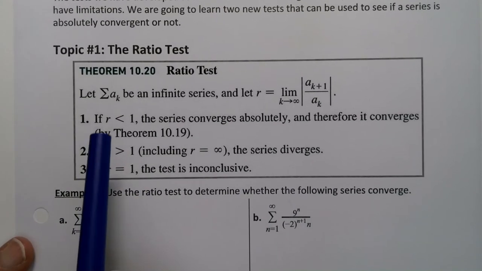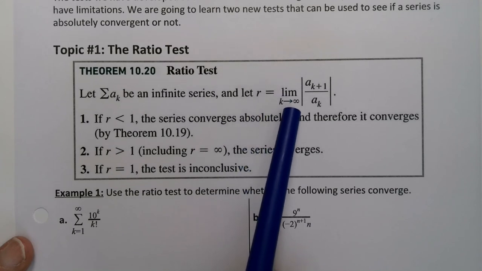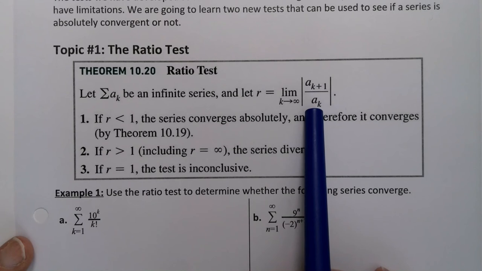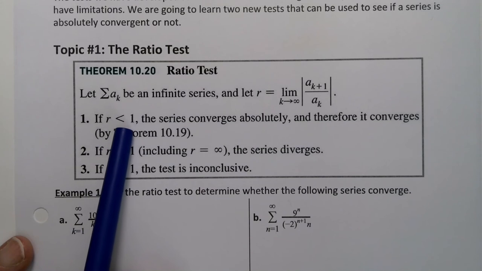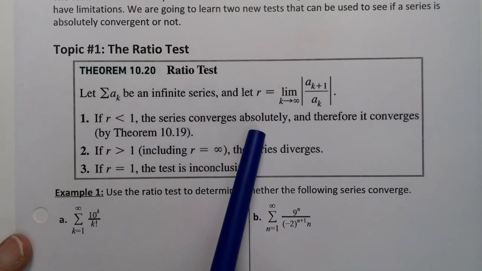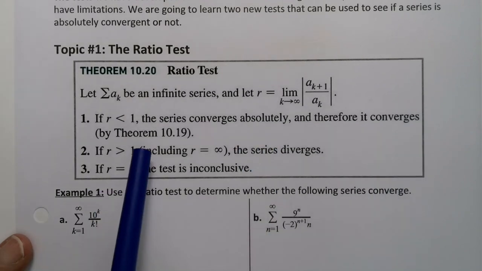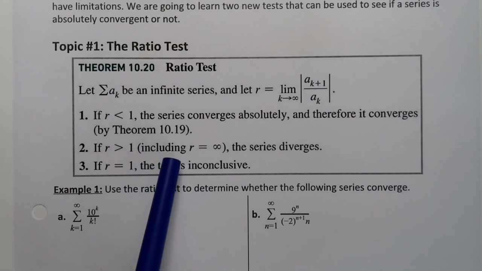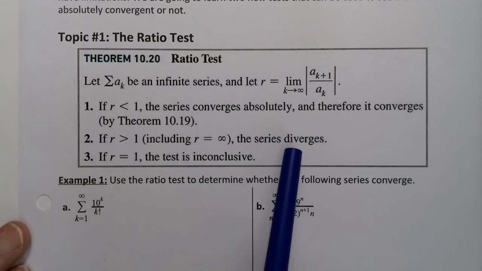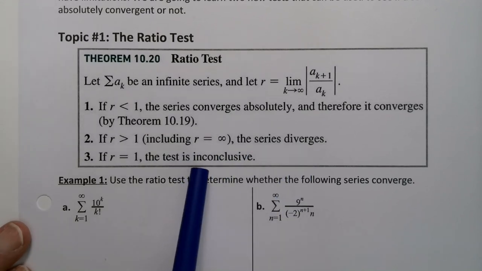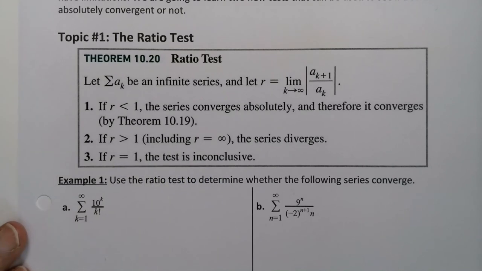Let's go. So if we have an infinite series, then we let R, ratio, be the limit as k goes to infinity of the absolute value of a sub k plus 1 over a sub k. If R is less than 1, then the series converges absolutely, and therefore it converges, because absolute convergence implies convergence. If R is greater than 1, including if R is infinity, then the series diverges. And there's only one inconclusive case, and that's if R is equal to 1. Then the test is inconclusive.